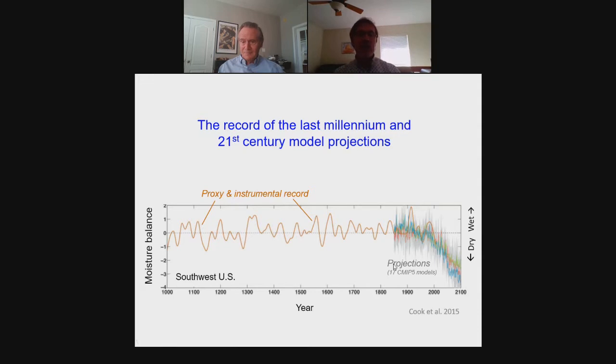So how do we put this in context? Well, let's look at what we might consider the most intense drought in the proxy and instrumental record. It's not the 1950s drought. It's actually this one here in the 1100s. And let's look at that value now compared to the projections.